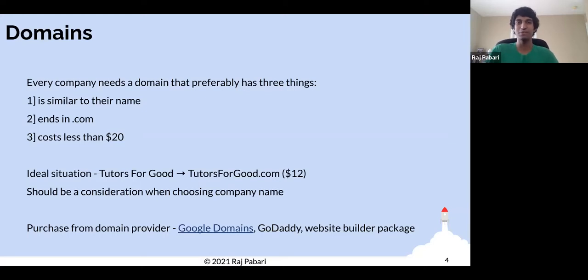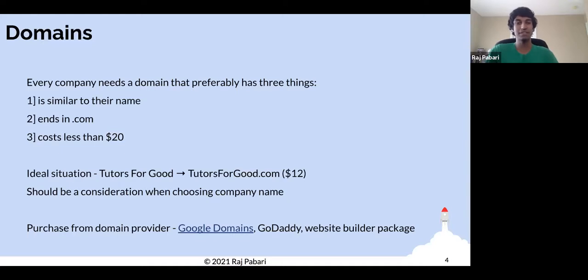Or if it's a very confusing name, maybe a word that's hard to spell, like banana. People can misspell banana, right? Then maybe that's going to be difficult to spell. So you want to choose something that's a very simple name, very easy to type in. When I tell you tutorsforgood.com, it's very easy to get all three of those words, and it's the same as our company name.